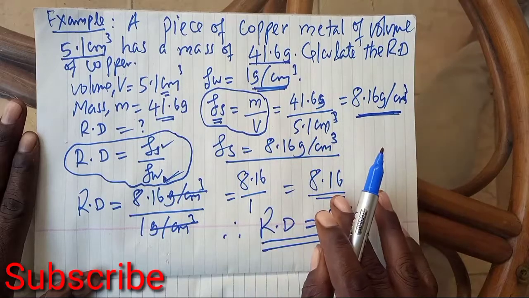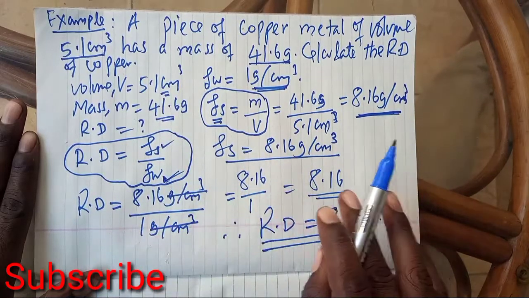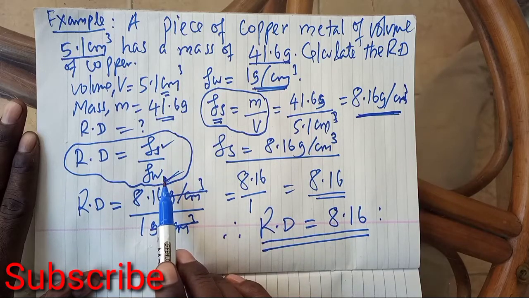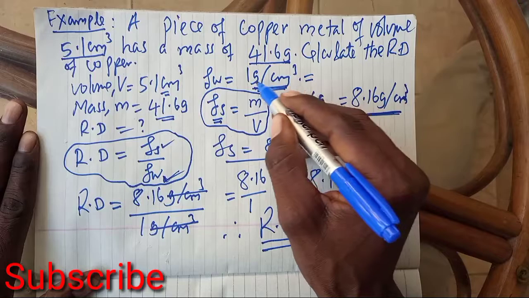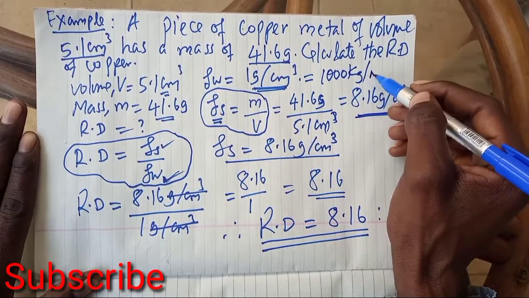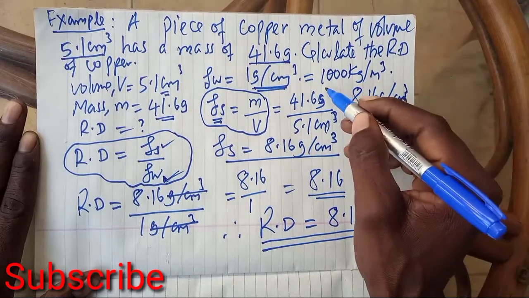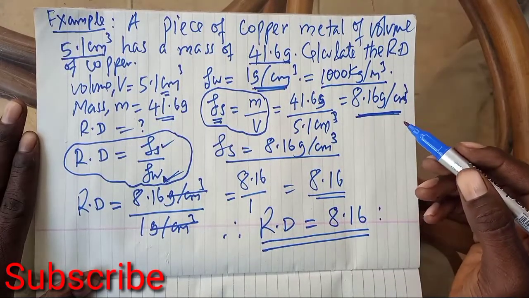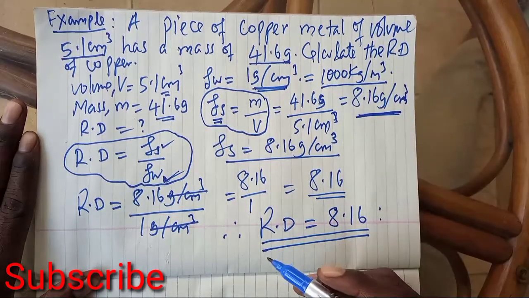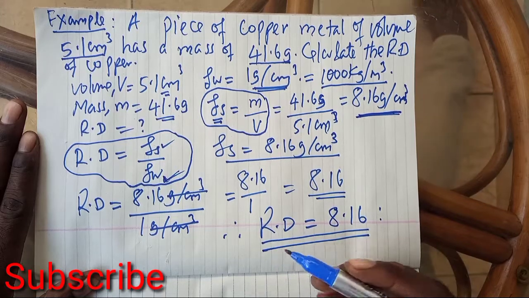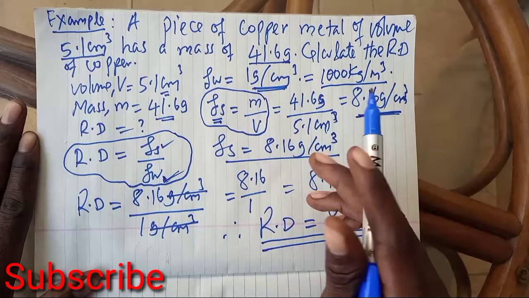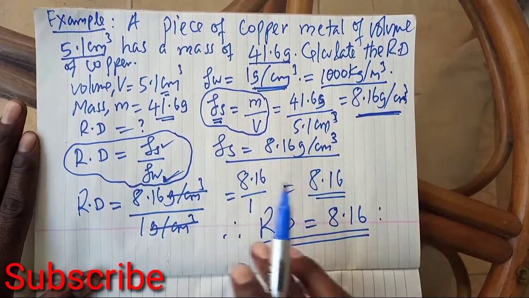So calculating relative density of the substance is definitely so important to understand that it is all about density of substance over density of water. But density of water is definitely 1 gram per centimeter cubic or 1000 kg per meter cubic. Depends on what kind of question you are dealing with. If it is given in terms of kilogram and meter cubic, you use that 1000 kilogram per meter cubic. But if it is given in terms of gram and centimeter cubic, you use that 1 gram per centimeter cubic. So that is all about calculating relative density.